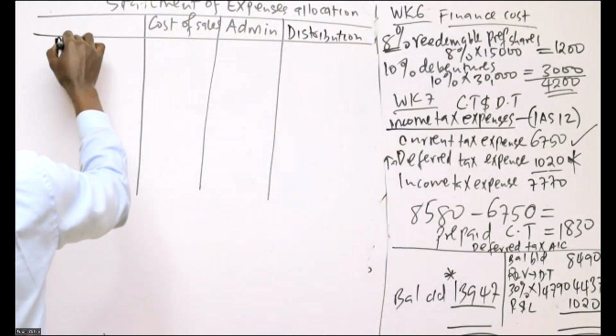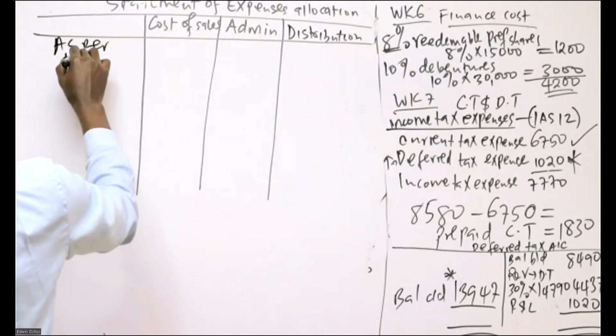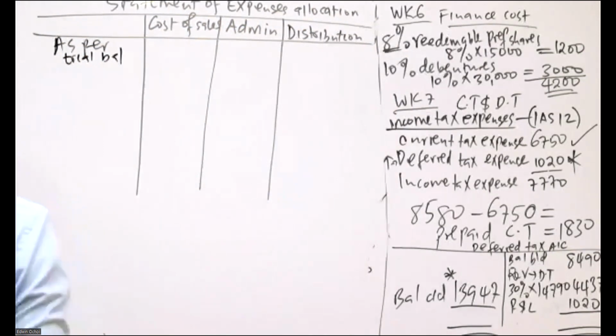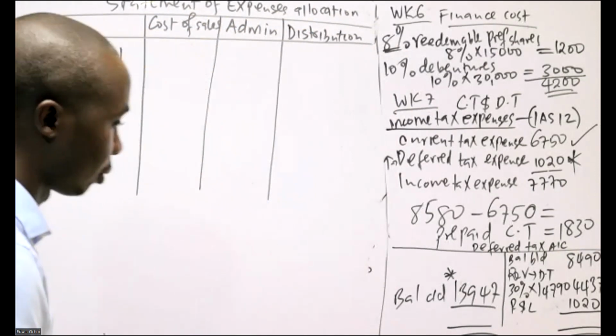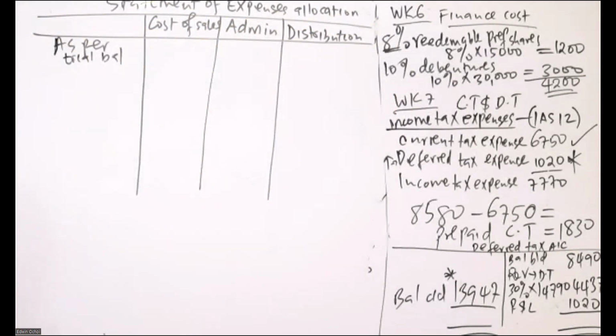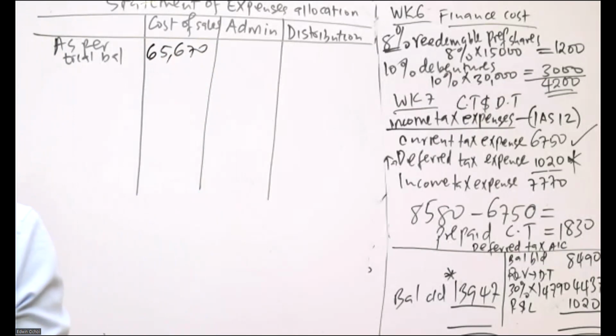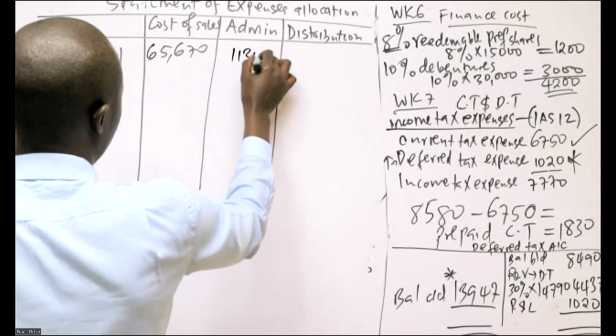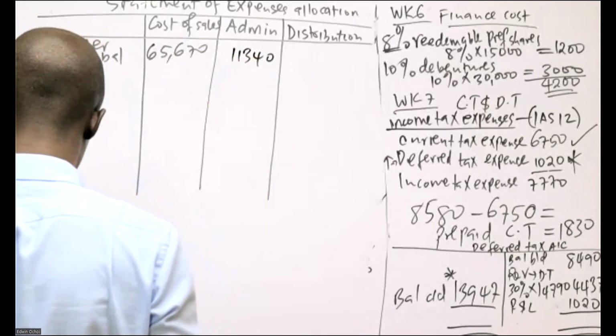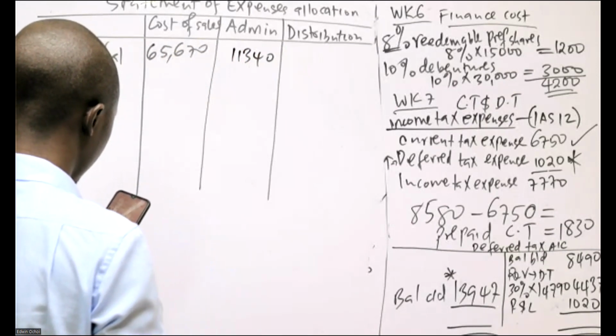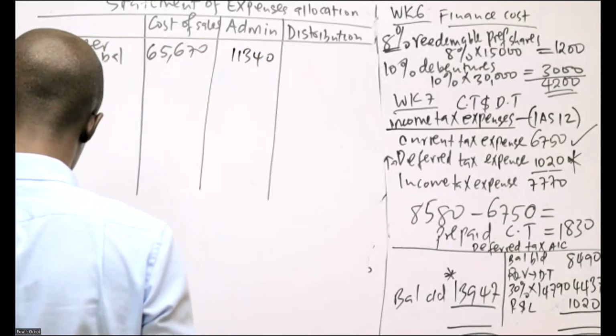So as per trial balance, do we have the cost of sales? Yes, we have 65,670. Admin from the trial balance, 11,340. What about distribution? 690.